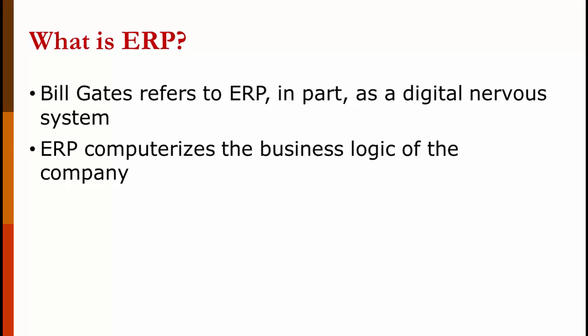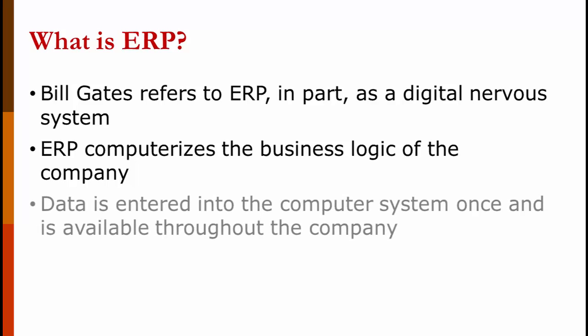So for example, your nervous system, if you put your hand on the hot stove, your nervous system tells you to move your hand. A business digital nervous system, an ERP system, says if inventory drops down to this level, order some more. Cause and effect, problem and response. With a good ERP system, data is entered into the computer system once and is available throughout the company to anybody that needs it, just the data they need.